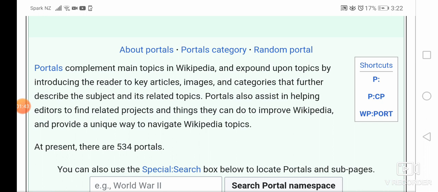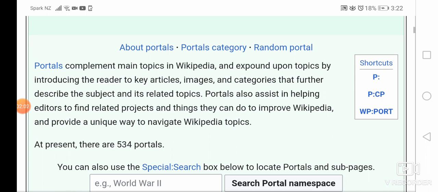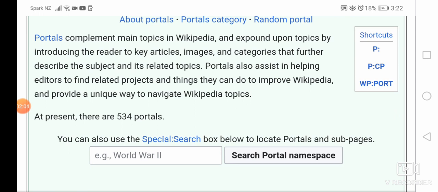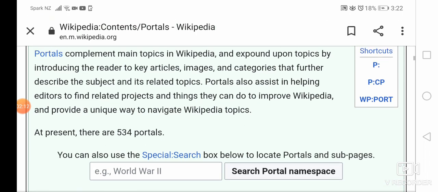Portals complement main topics in Wikipedia and expound upon topics by introducing the reader to key articles, images and categories that further describe the subject and its related topics. Portals also assist in helping editors to find related projects and things they can do to improve Wikipedia and provide a unique way to navigate Wikipedia topics.